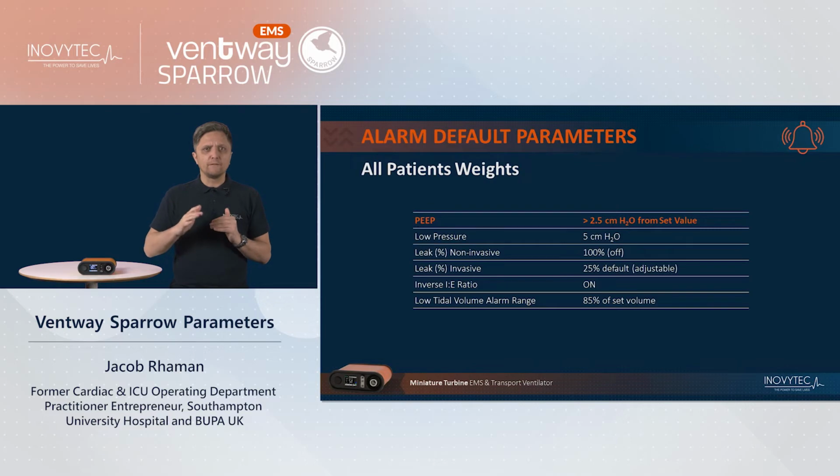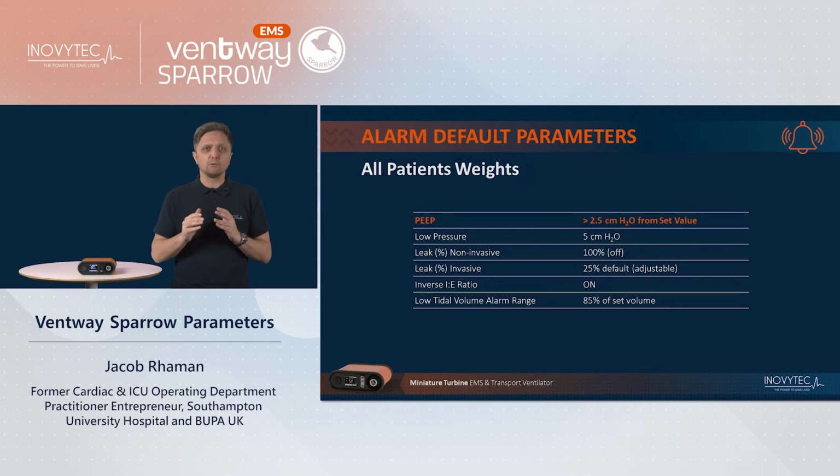The PEEP value on the ventilator is set on the patient breathing circuit, which has an adjustable PEEP valve built in. The PEEP value is then shown on the bottom of the user interface screen on the Ventway Sparrow. Caution: there can be a difference between the set PEEP versus the delivered PEEP on all ventilators. By adjusting the PEEP valve on the circuit, it is possible to optimise the delivered PEEP of the patient. The alarm default parameter for low PEEP pressure is 5 centimetres of H2O.